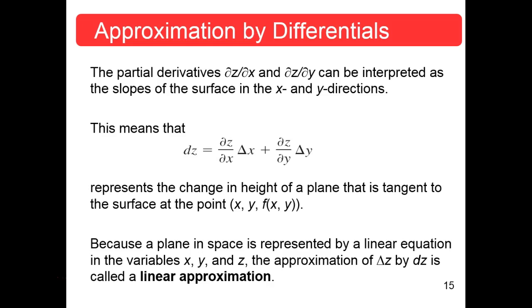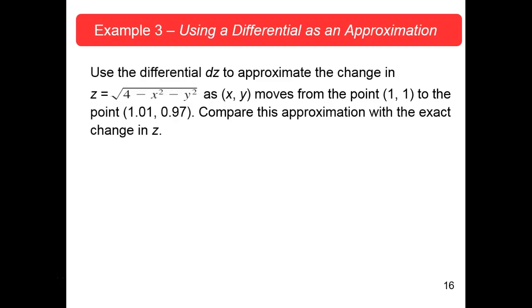Because the plane in space is represented by a linear equation in variables x, y, and z, the approximation of delta z by dz is called the linear approximation. So certainly delta z is the actual change of z, and dz is the linear approximation of that change of z. And you saw ours overshot quite a bit. So let's do example 3. And by the way, example 3 is at larsoncalculus.com. You can see an interactive version of that type of example.